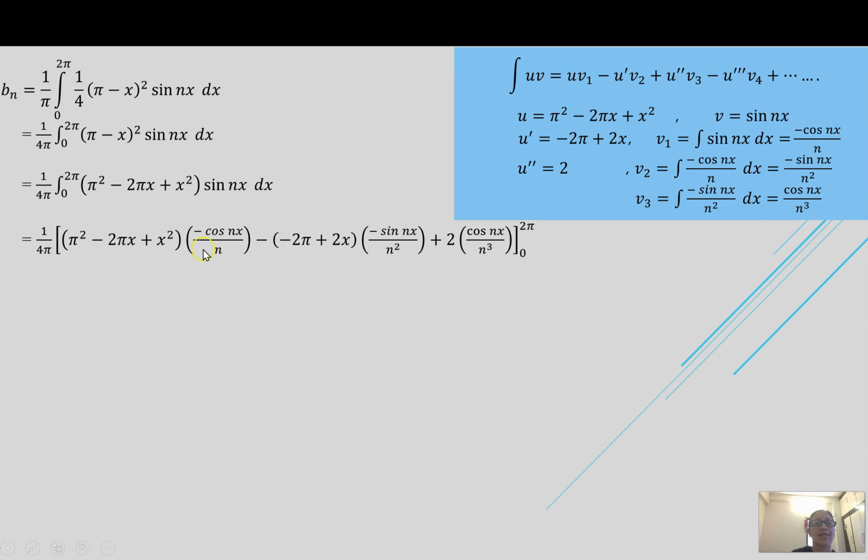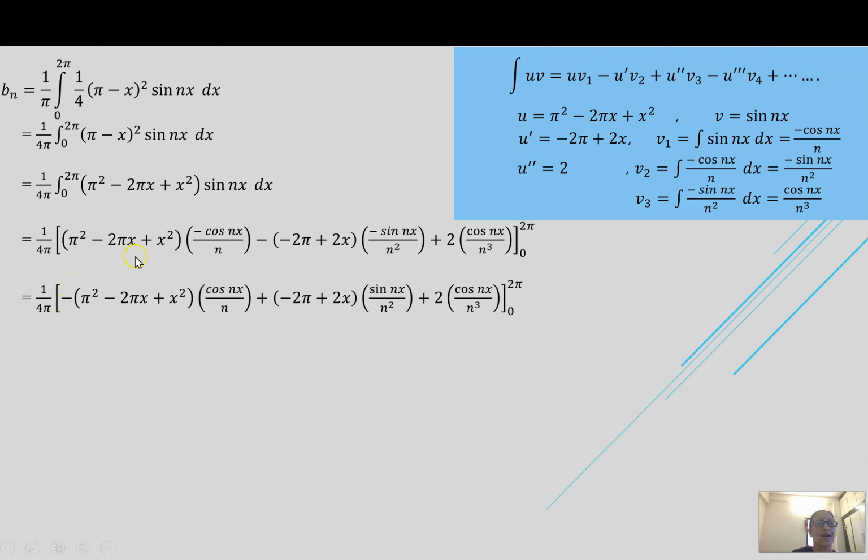v1 is minus cos nx by n, minus u dash minus 2 pi plus 2x into v2 minus sin nx by n square, plus u double dash plus 2 into v3 cos nx by n cube under the limits 0 to 2 pi. Now let us simplify this square bracket. So here minus sign is there. You can write this minus sign outside.